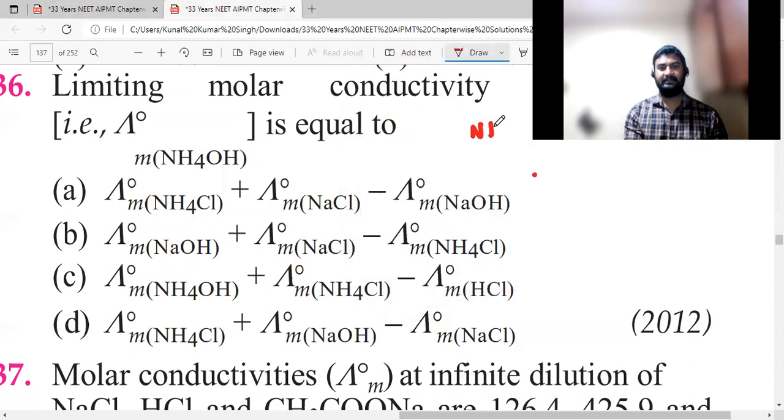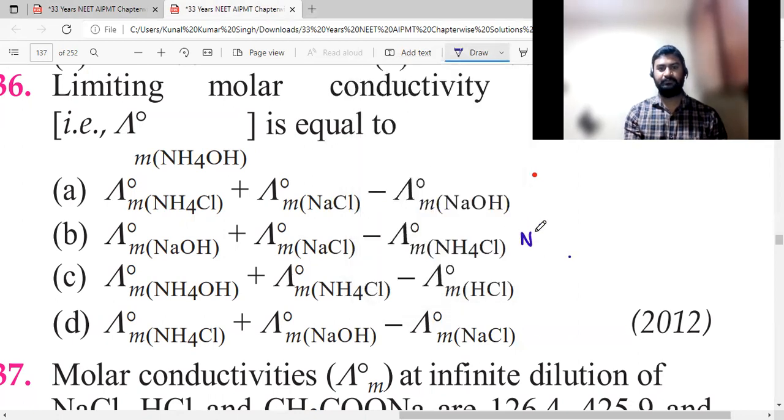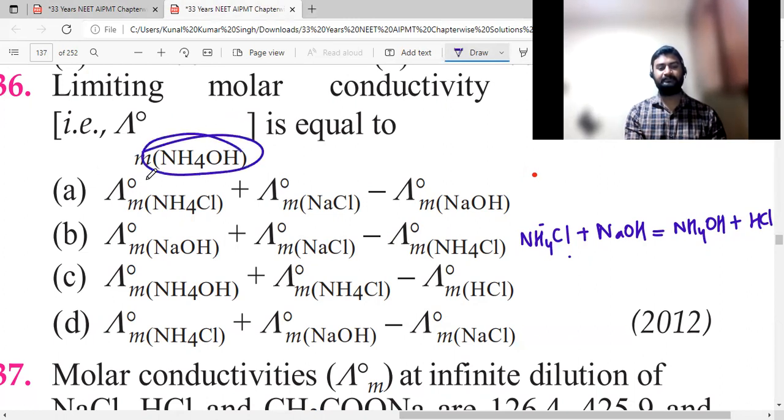Again, take all the compounds given to you, right? Write it down once again. So let's write the chemicals first. So we have NH4Cl, we have NaOH, which will give me NH4OH plus HCl. That's it. You don't have to do anything else. Finished. So you've been asked to find the value of NH4OH. It will be NH4Cl plus NaOH minus HCl. That's it. That will give us NH4OH.